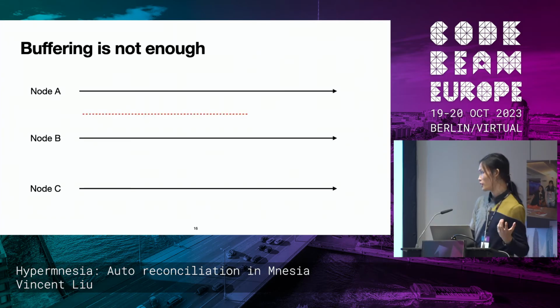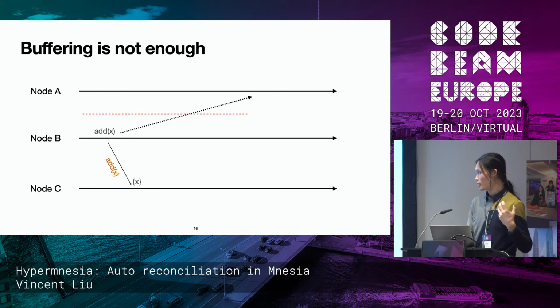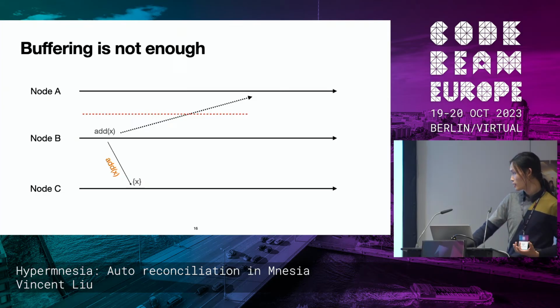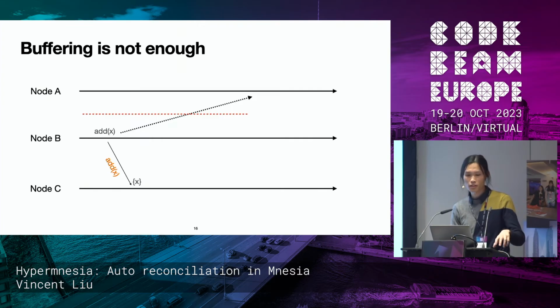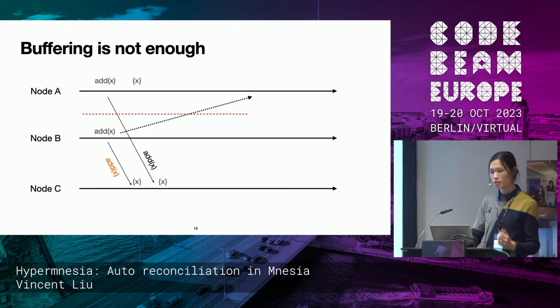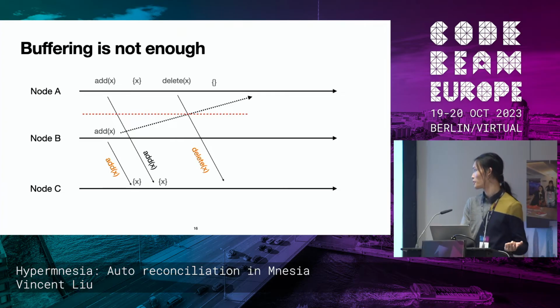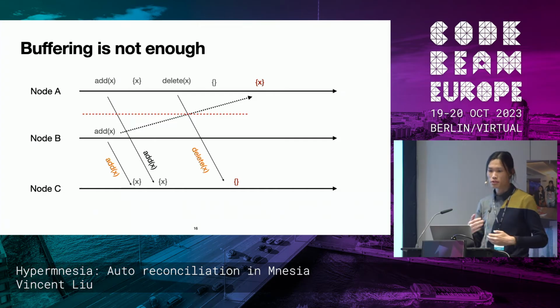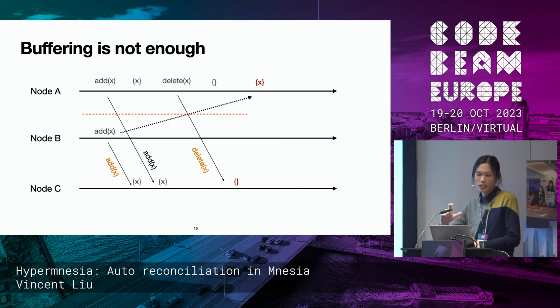So here a partition happens between A and B, and then node A tries to insert an element X. Node B tries to insert an element X, and then it gets propagated from B to C quite successfully. But because of the network error, this message is delayed from B to A. Similarly, node A tries to insert X as well, and node A decides to delete X. And finally, the add of X arrives from B to A. At this point, we still get an inconsistent state between A and C.